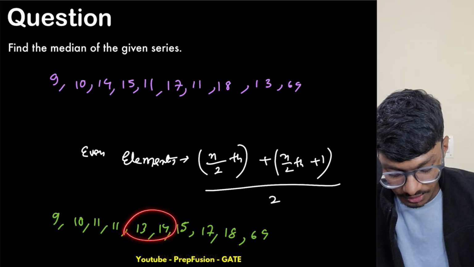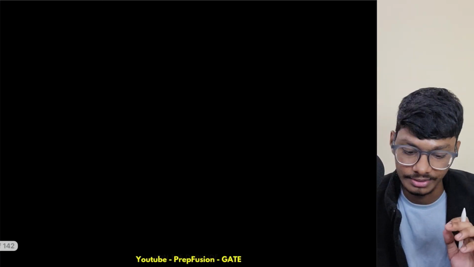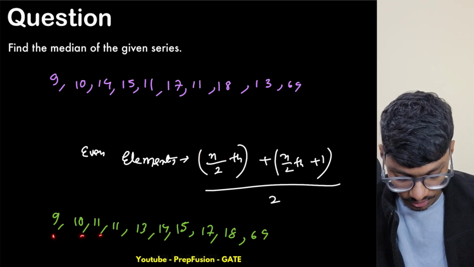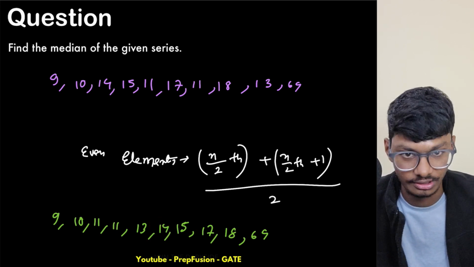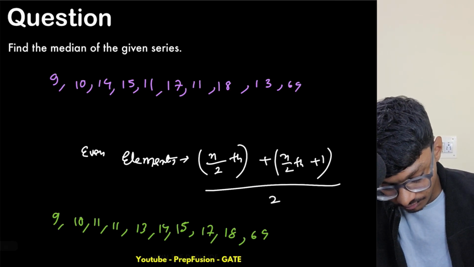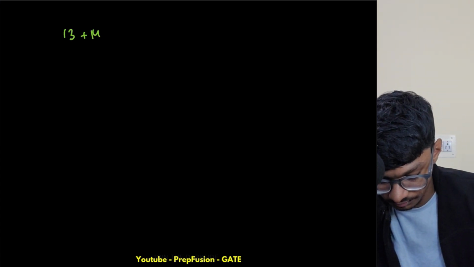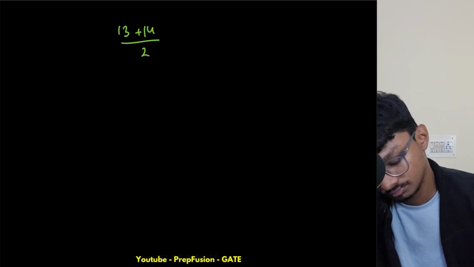So now let's simply find the median. As I told you the formula, as I have 10 elements, that is an even number of elements, it will be the average of the n by 2, fifth element, 1, 2, 3, 4, 5, and the sixth element. When you have odd elements, it will simply be the middle element. So 13 plus 14 divided by 2.